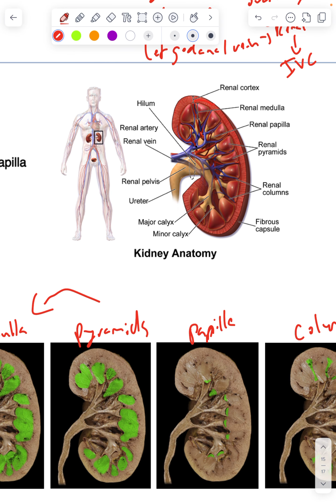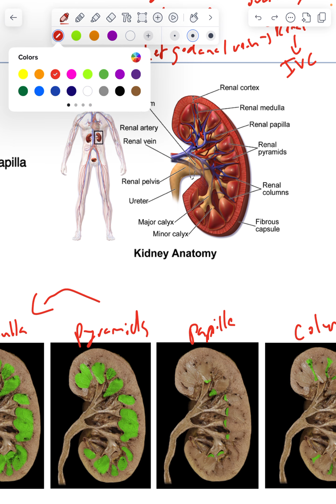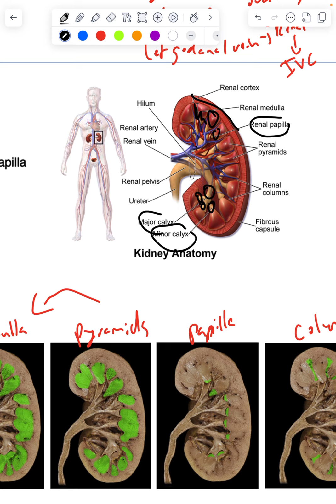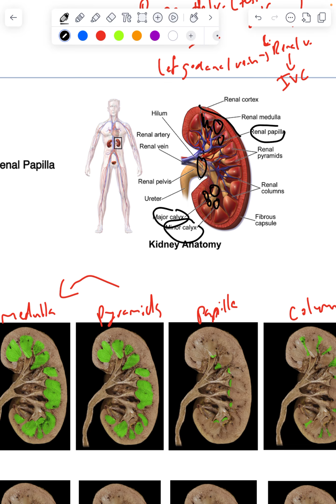So you have your cortex. Everything here is medulla, including the pyramids. At the end of the pyramids, you have your papilla. Each one's going to drain into a minor calyx first. So minor, minor, minor together gives you a major. And then you go to your renal pelvis. And then you go to your ureter.